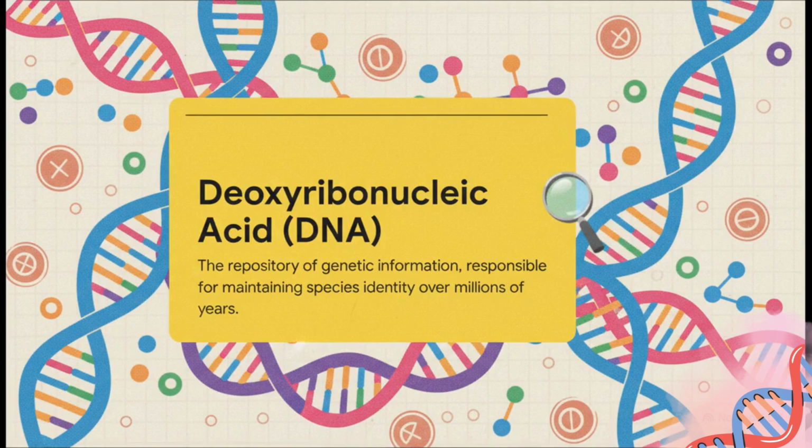DNA is the master blueprint. It's the ultimate archive, holding every piece of information you need to build and run an entire organism. Its structure is unbelievably stable. And that's not an accident. It has to be, because it needs to be copied with near-perfect accuracy every single time a cell divides.